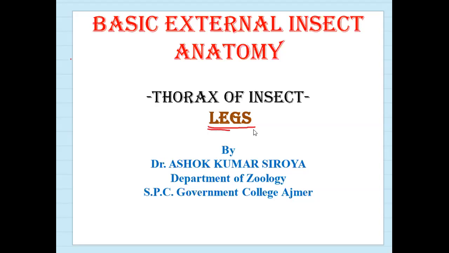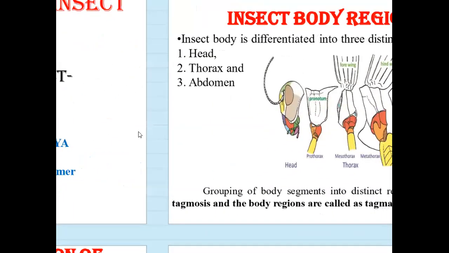The legs are three pairs in the insect. This is a basic character of class Insecta, which lies on the thorax part: prothorax, mesothorax and metathorax. There are three pairs of legs, first on the prothorax, second on the metathorax, and third on the mesothorax.